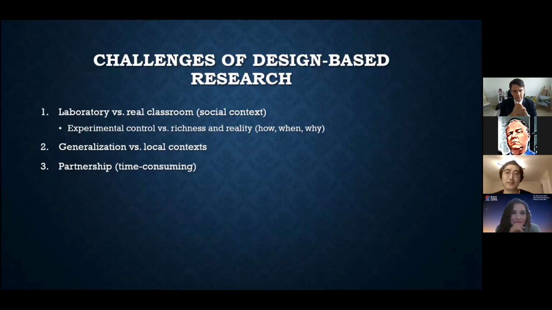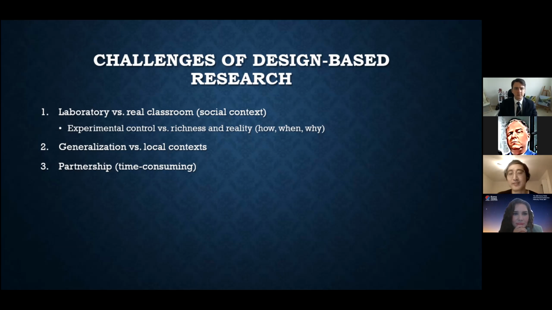And there are some challenges for this type of research. First, the challenge is, unlike laboratory, it happens in a real classroom. So it considers lots of things. So we can't really expect the exact variable, unlike laboratory, because it includes social context in the real classroom. So it has kind of less rigor. Instead, it has more richness and it includes reality.